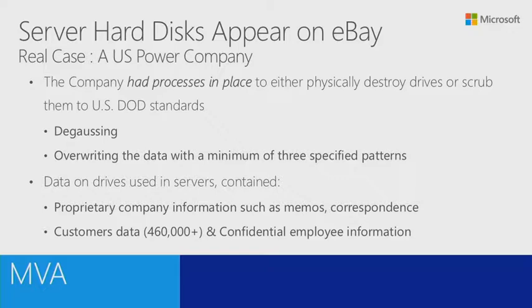Well, in this case, the data on the drives used in these servers contained proprietary information such as memos, correspondence, PCI, payment card industry information, and confidential employee data, and unfortunately, it just didn't go through the process. It wasn't a bad guy, it wasn't a malicious admin, it was simply a whoops moment. And these disks ended up being sold on eBay, and people were buying disks for $35, $40, and lo and behold, wow, I found a treasure trove of information. So this is a very real-world situation. It's something that, again, I find keeps folks up at night.